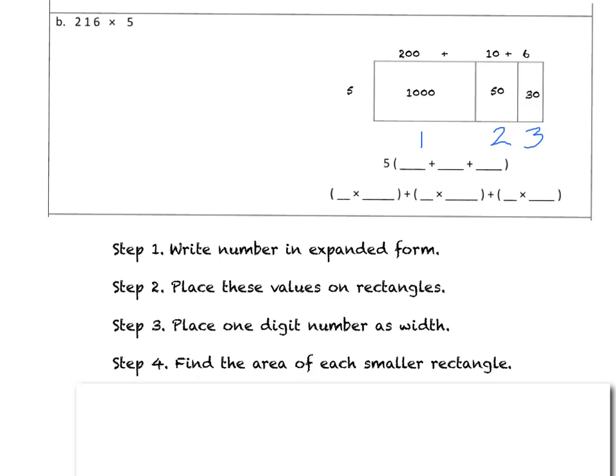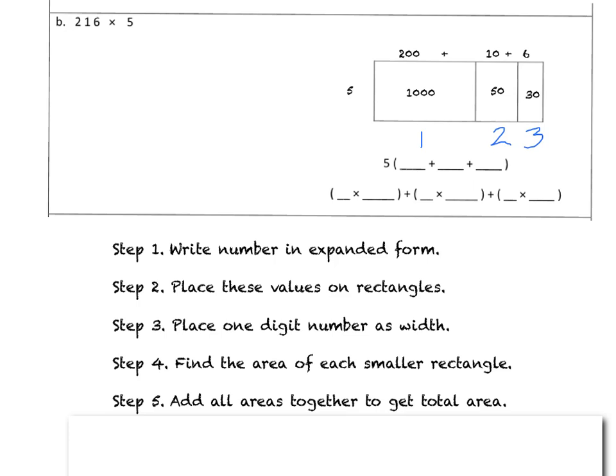Did you find that rectangle number 1 was 1,000, rectangle number 2 was 50, and rectangle number 3 was 30? I hope so. So now we're ready for our very last step. And our very last step is to add all the areas together to get the total area of this rectangle. So if we were to take rectangle 1, 2, and 3, add all of them up, it'll tell us our total rectangle of the entire thing.